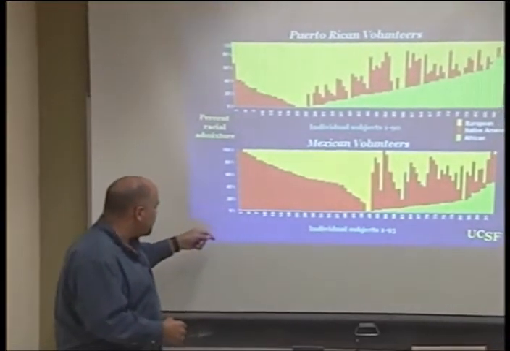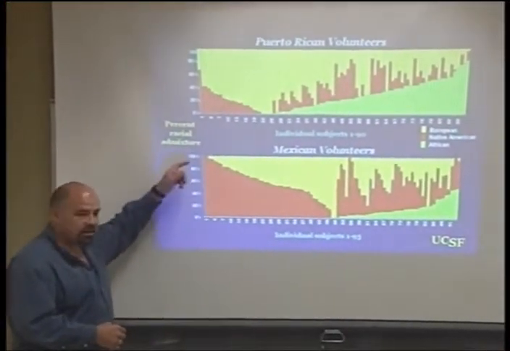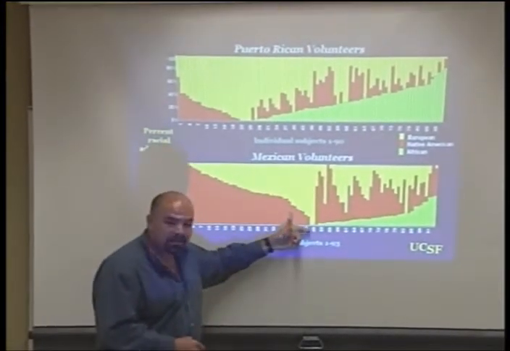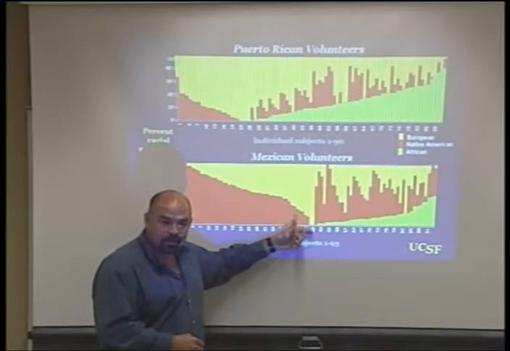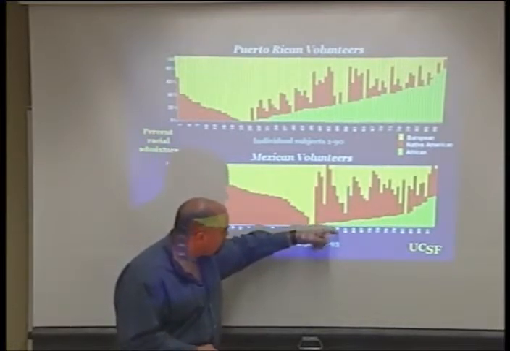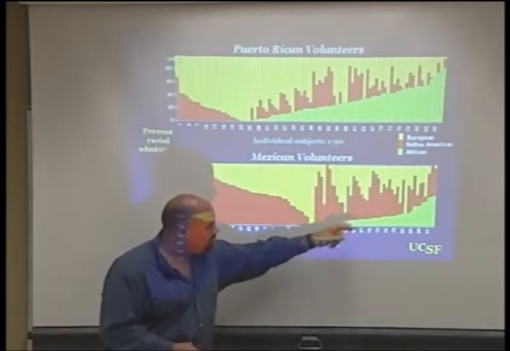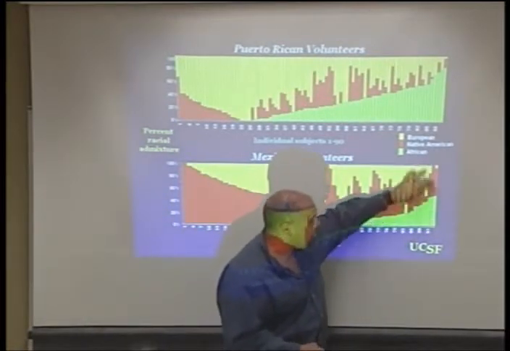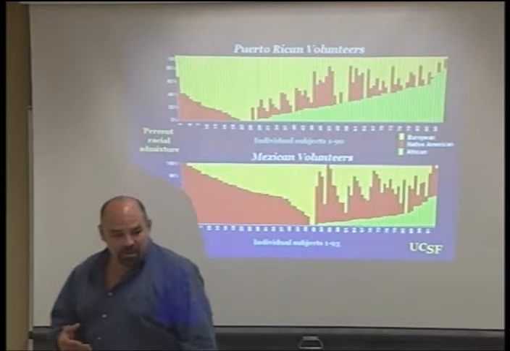So in this case, individual number 1 is 100% Native American. Individual 49 is like Vicente Fox, 100% European. I think I'm individual 59. And then there's individuals like Sammy Sosa. He's probably part African, part Native American, and European.